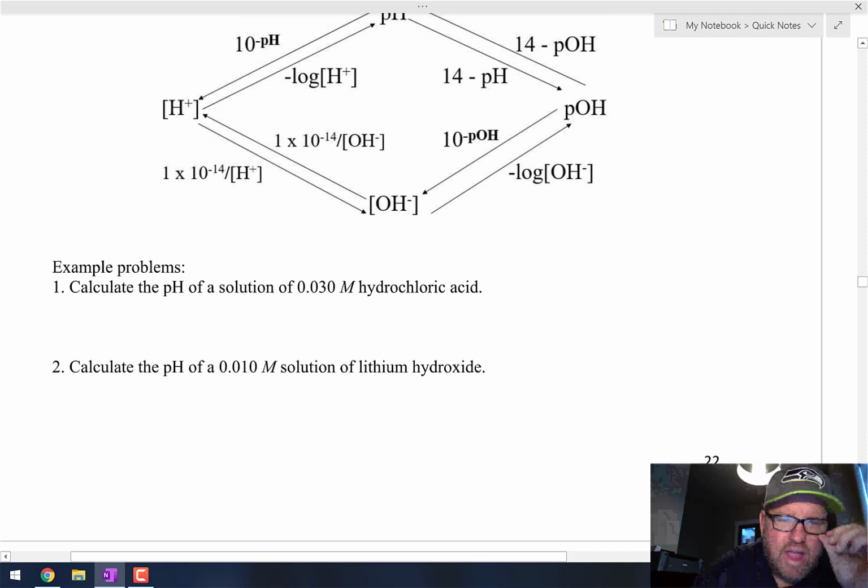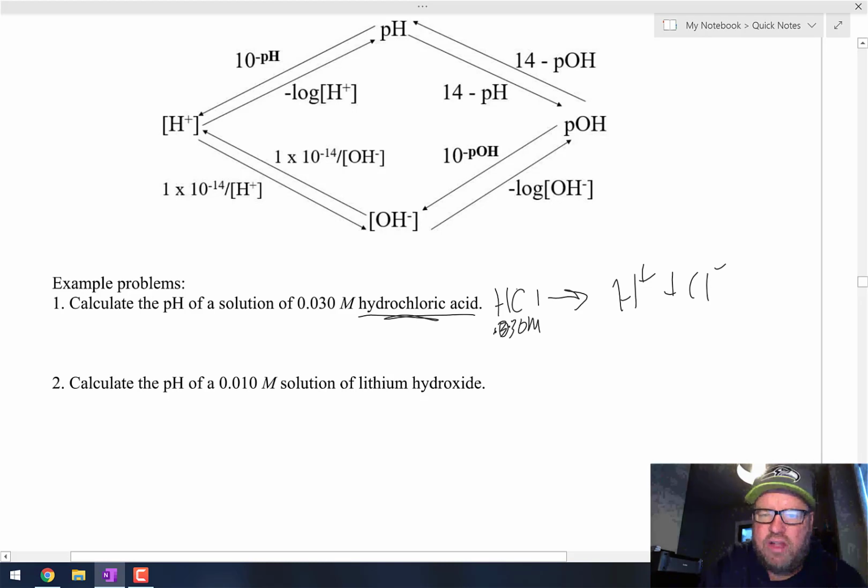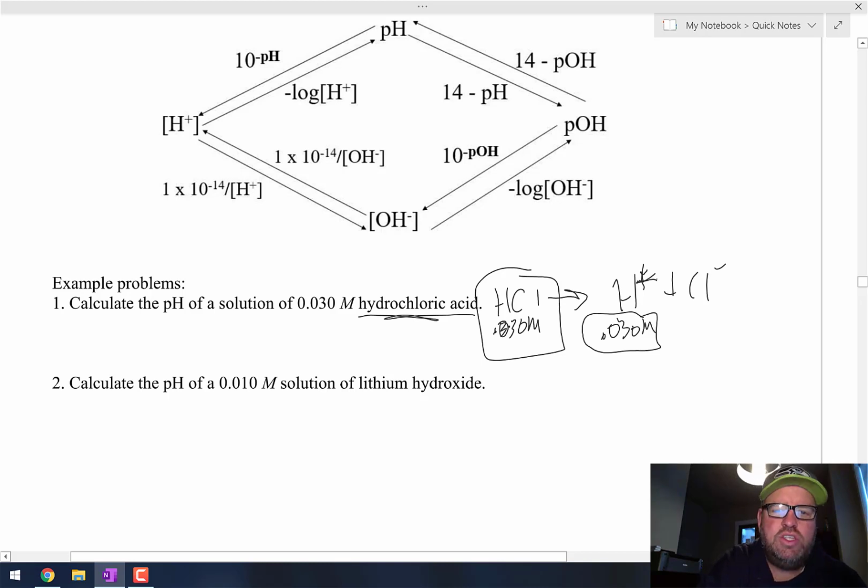So, number 1 says calculate the pH of a solution of 0.030 molar hydrochloric acid. The only reason we can do this is because hydrochloric acid is a strong acid. And like we said in the last video, if it's 0.030 molar HCl, notice that arrow, not an equilibrium arrow. Remember that pH is a measure of the hydrogen ion concentration. It's not a measure of the acid concentration, it's a measure of the hydrogen ion concentration. So this H plus, because it's a strong acid, is also 0.030. So how do you calculate that?